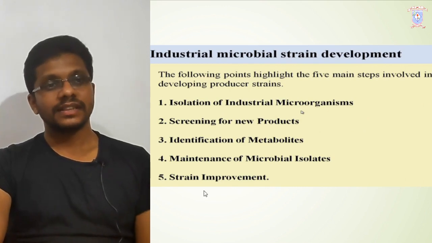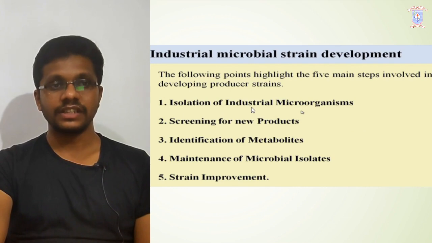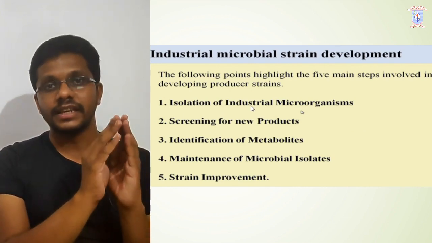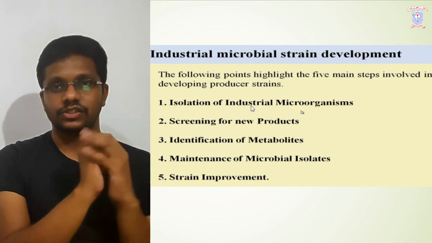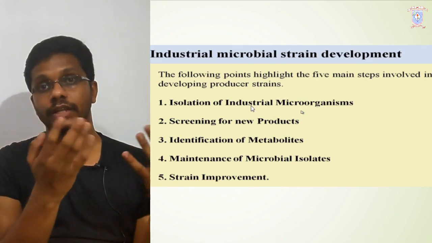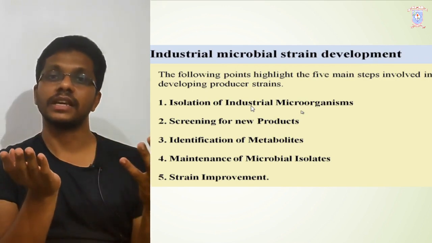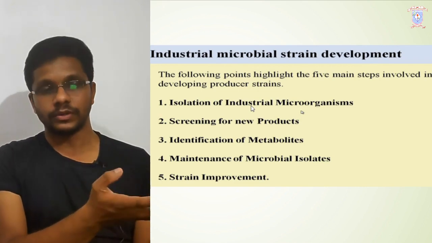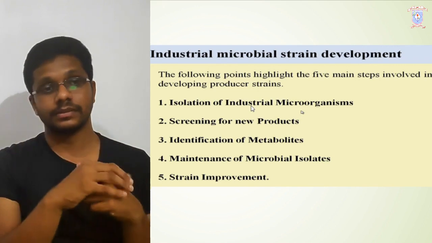So these are the steps in developing an industrial strain. Firstly, the first step is to isolate a microorganism from nature or from other sources. Isolation of microorganism. Once we have the microorganism, we'll look for the product it is forming, whether it is forming a novel product or it is producing an interesting compound. So the second step is screening, screening for new products basically.